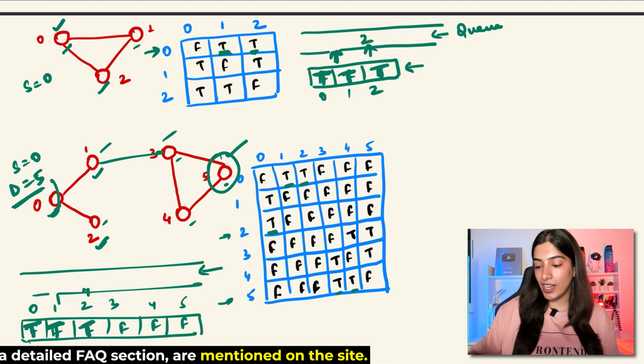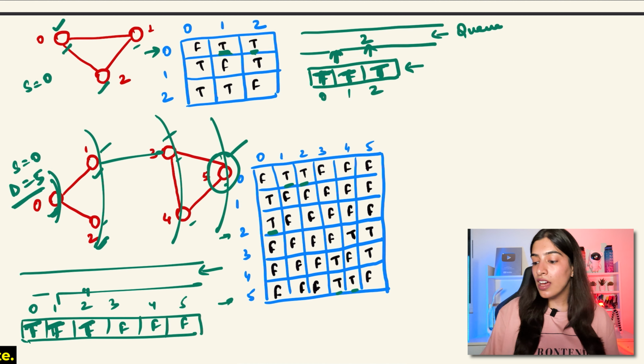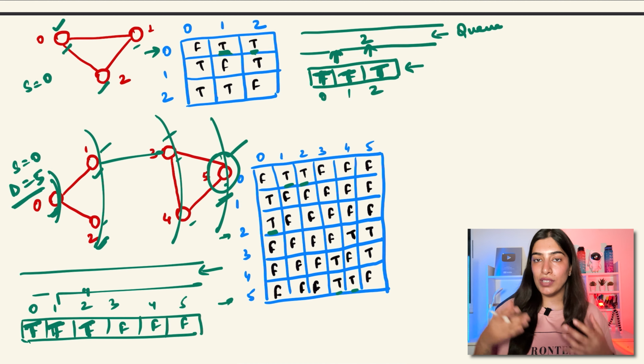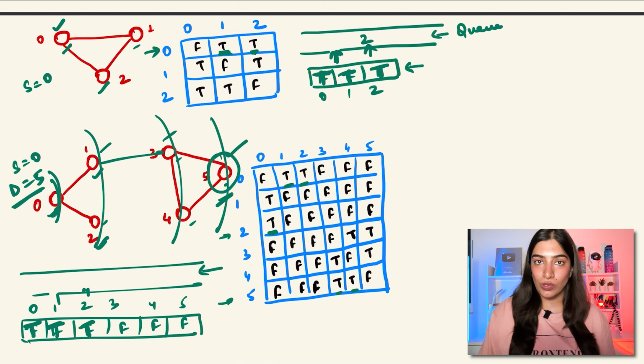Because I am going level wise, like this, like this. But because I never reached 5, that means there was no path over there. So once the queue is empty, that means there is no path reachable to that node. So the answer over here is going to be false.